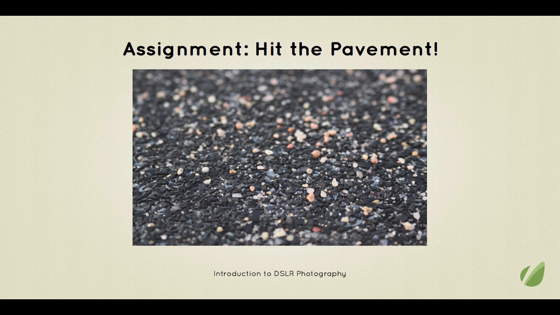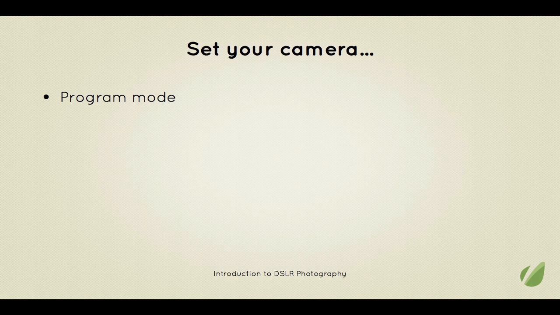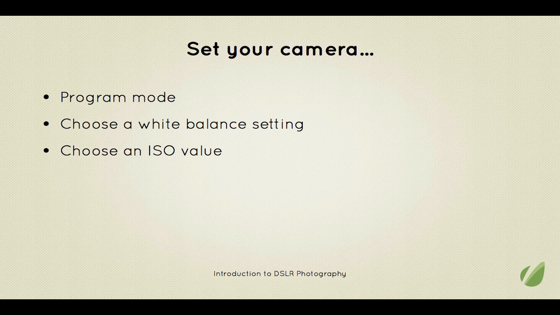Let's move on to our assignment. I want you to hit the pavement and search for a difficult lighting situation, something where you're not sure what you need to do. Set your camera like this. Program mode. Choose a white balance setting, or choose to go auto white balance. Choose an ISO. Here's where you have to start making decisions.